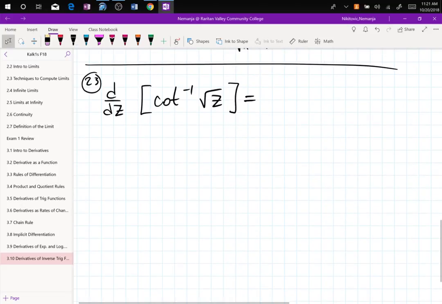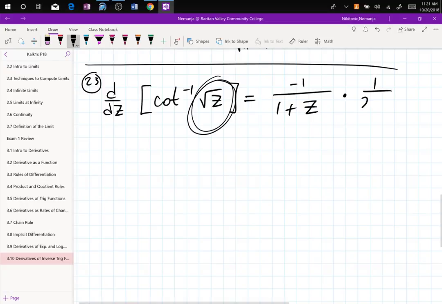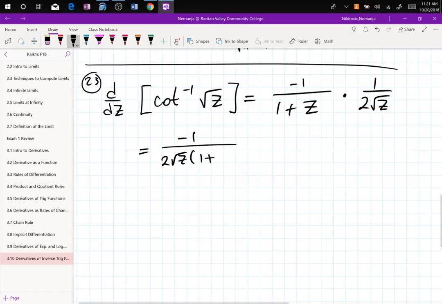Okay. Cotangent inverse is the same as tangent inverse with a negative 1. So I have negative 1 on top, 1 plus, and I have to square the original function. Well, that's just going to be z, because square root of z squared is just z. And then I have to multiply this by the derivative of the function, which is 1 over 2 root z. So the total over here is negative 1 over 2 root z times 1 plus z. That's the derivative. That's the answer.